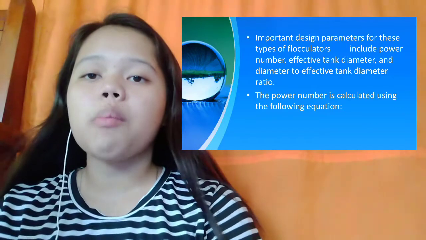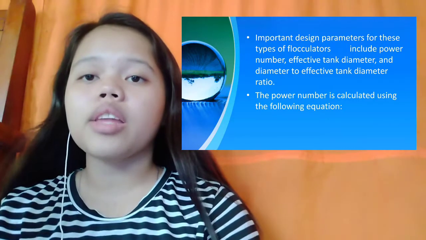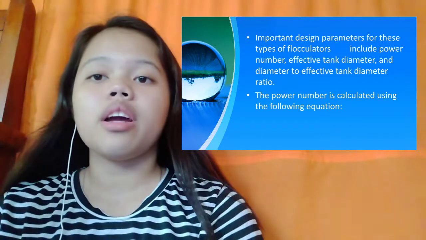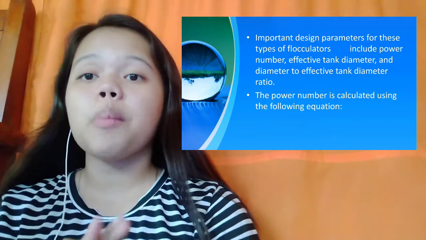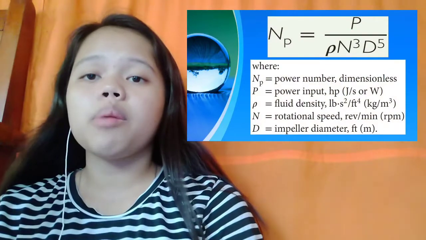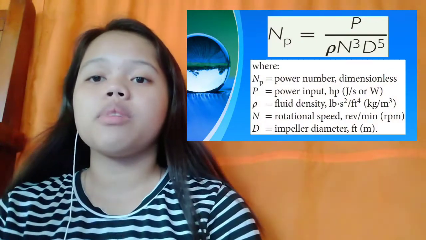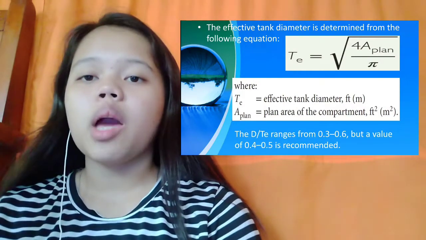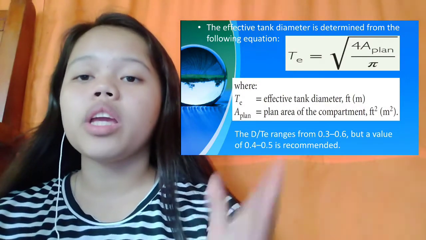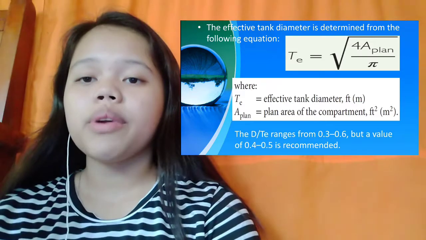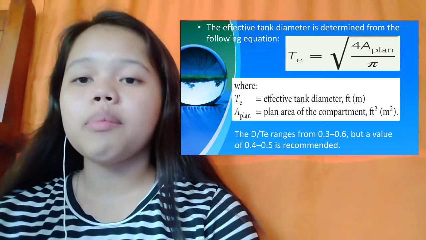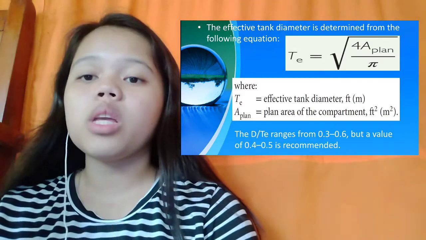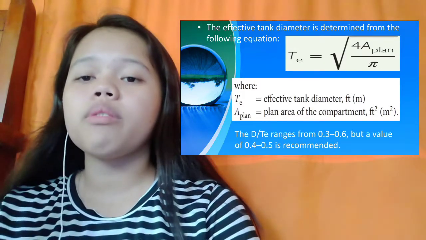Important design parameters for these types of flocculators include power number, effective tank diameter, and the ratio of diameter to effective tank diameter. The power number is calculated using the following equation. The effective tank diameter is determined from the following equation. The D over T sub E ratio ranges from 0.3 to 0.6, but a value of 0.4 to 0.5 is recommended.